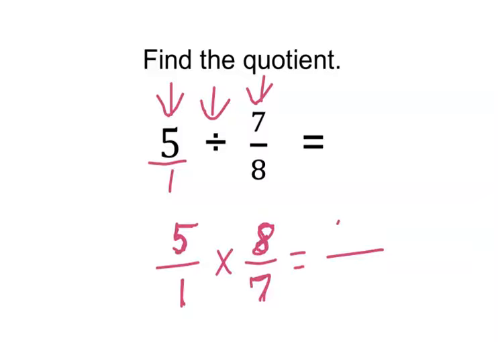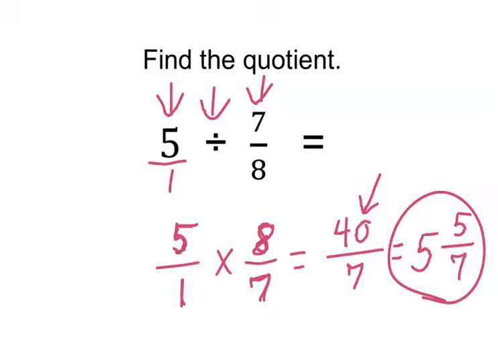5 times 8 is 40. 1 times 7 is 7. All right, so how many times does 7 go into 40 without going over? Well, 7 times 6 is 42, so 7 times 5 would probably work there, right? So 7 times 5 is 35. So we've used up 35 of the 40. How much is left over? There's 5 more out of 7. Okay, so there's our answer. 5 and 5/7 is the answer to that division problem.